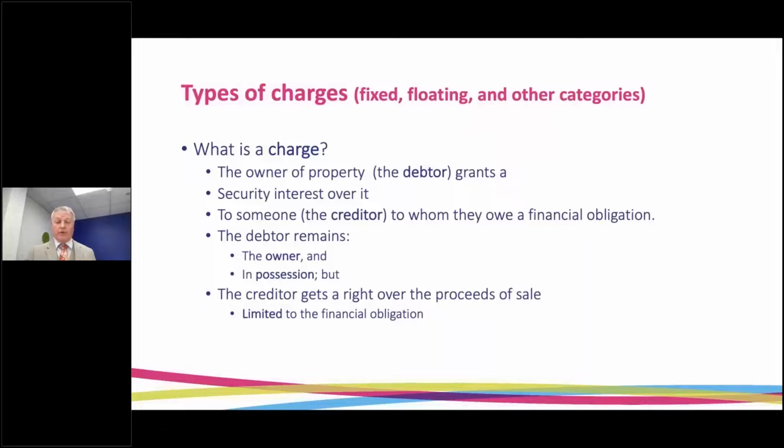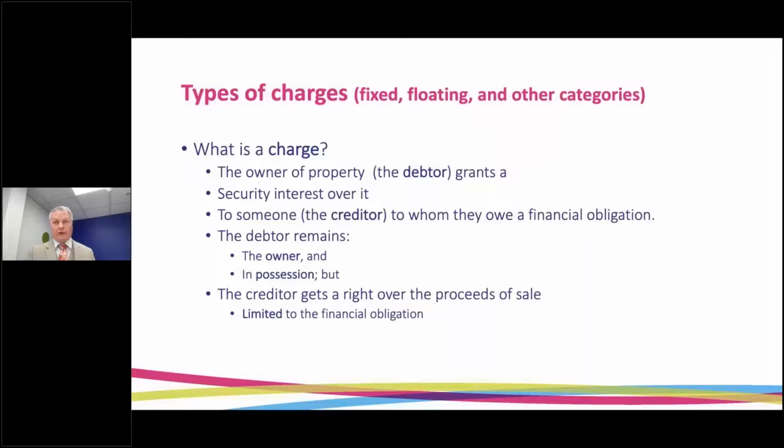And we'll call that person to whom they owe the financial obligation the creditor. It's usually going to be a debt, but it can be other types of financial obligation. The characteristics of a charge is that the debtor, the owner of the property, remains in possession of their property, and the creditor does not take possession, at least not at the outset, and their interest in the property is limited to a right over the proceeds of sale, and is limited to the value of the financial obligation.